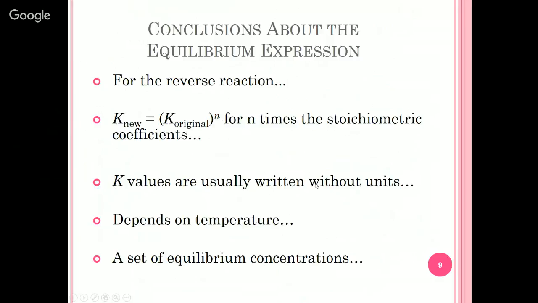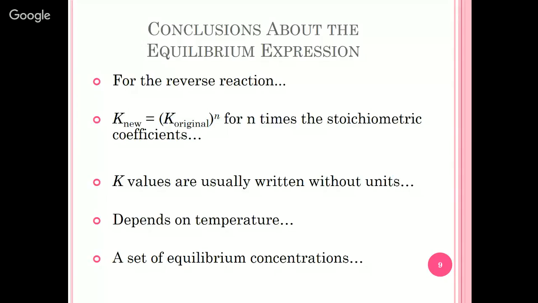Our K values are usually written without units, so this is good because most of us like to leave units off of our numbers anyway. So no units for K. And as stated previously, it depends on the temperature. When we look at Le Chatelier's principle, we'll see why these equilibrium constants depend on temperature. It depends on whether or not the reactions are endothermic or exothermic. Changing the temperature can effectively change the amount of products or reactants that we can get, and we're always trying to get as many products as possible for any given reaction.